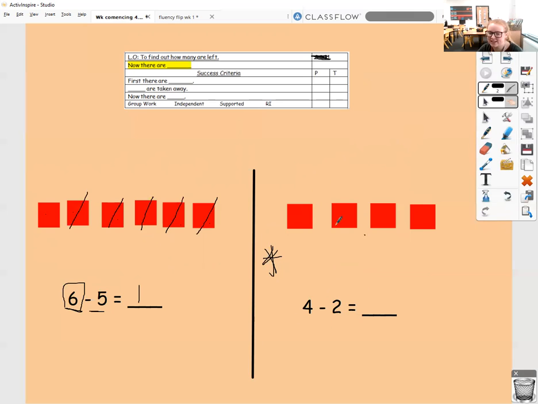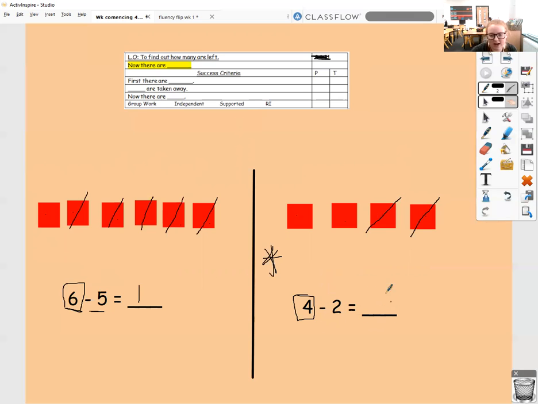Fantastic. Okay, let's have a look at it together. How many squares do I have to start with? First there are 1, 2, 3, 4. First there are 4 squares. Then how many squares am I taking away? I'm taking away 1, 2. Then I'm taking away 2 squares.